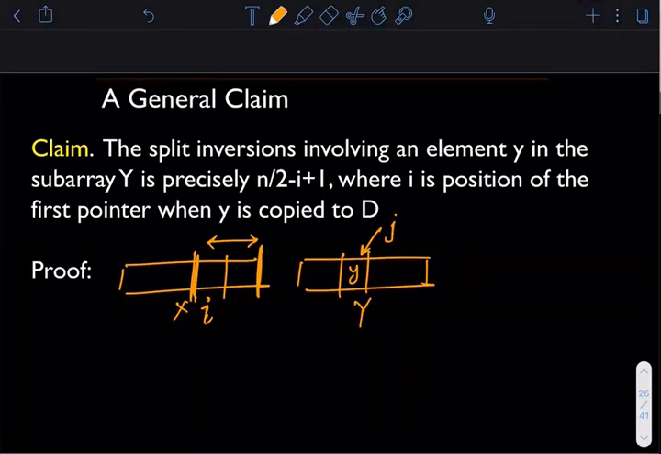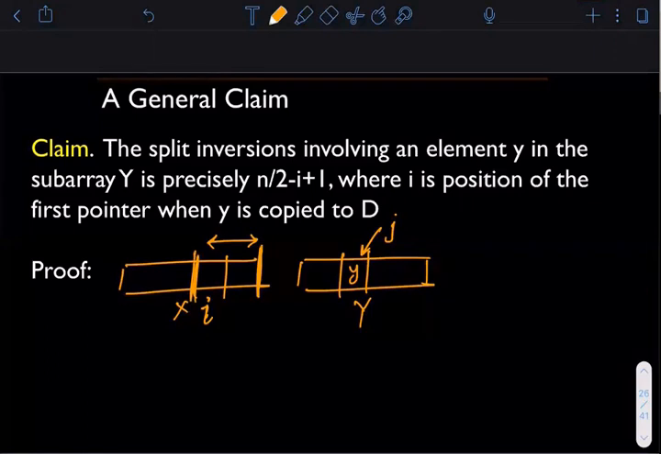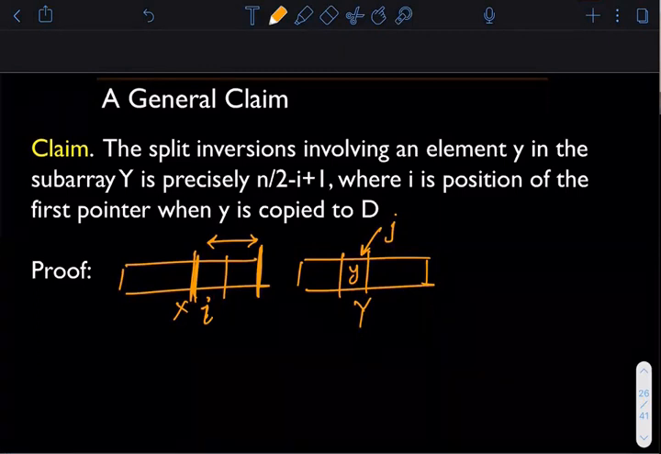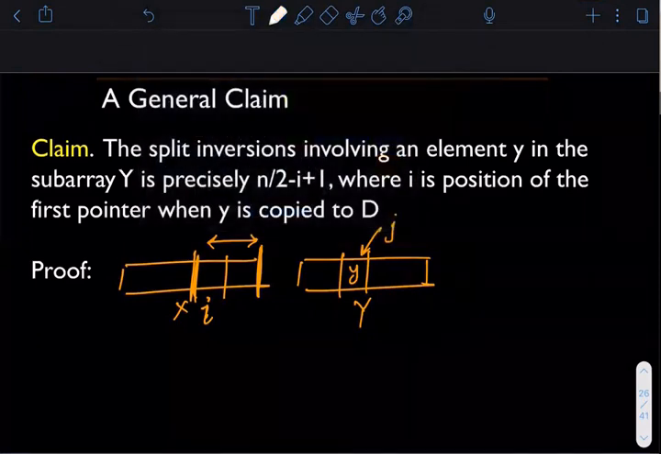So the pointer I is at a certain point in the first subarray. All I'm saying is that at this point, all the elements remaining till the end of this subarray, Y is involved in a split inversion with all these elements. Okay. Although this is not super hard to imagine, let's write a couple of lines of proof, just to convince ourselves that this is indeed the case.